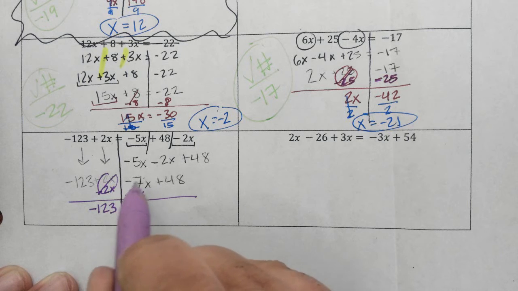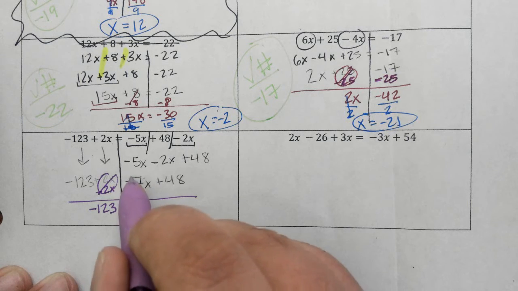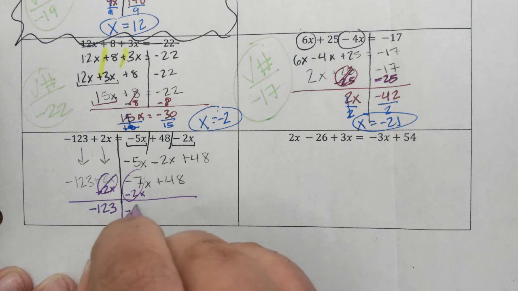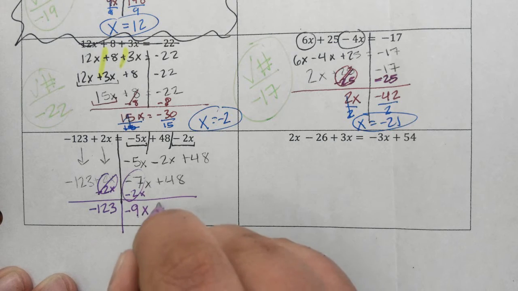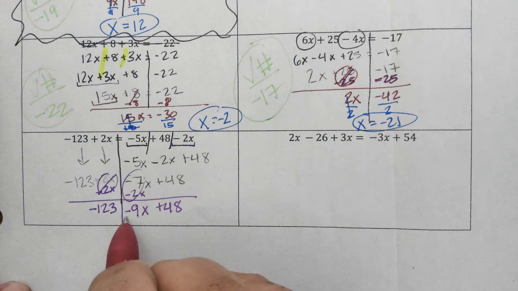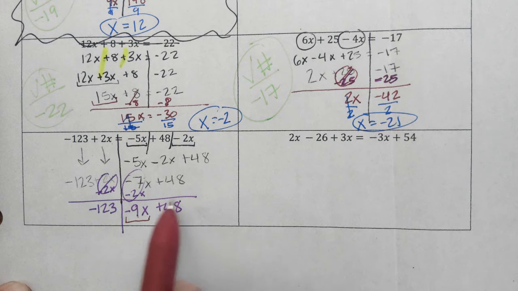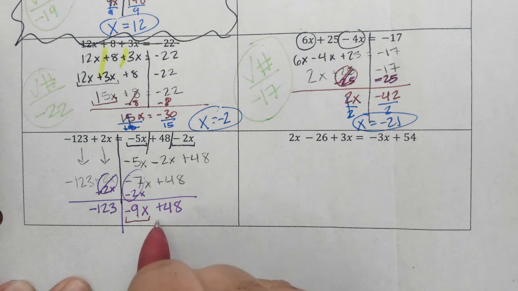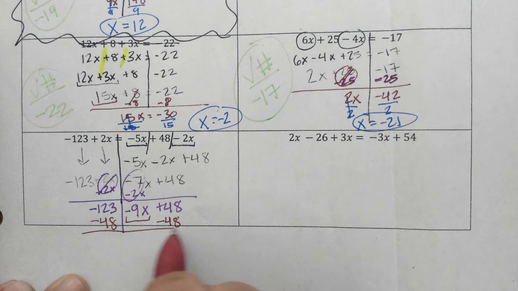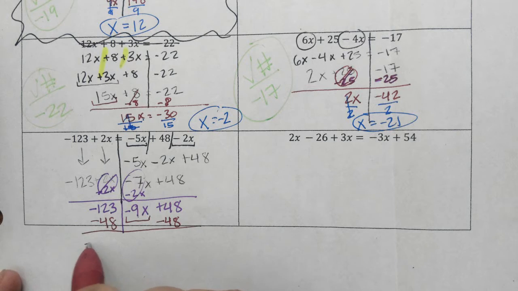On the right, a negative 7x minus 2x. Remember, you can just look at the coefficients. Negative 7 minus 2 is negative 9, and don't forget the x. Okay. Well, here's my term with the variable. I need to get rid of the constant from that side. So instead of plus 48, we have minus 48. So I've got negative 123 minus 48 on the left side, and that is negative 171.